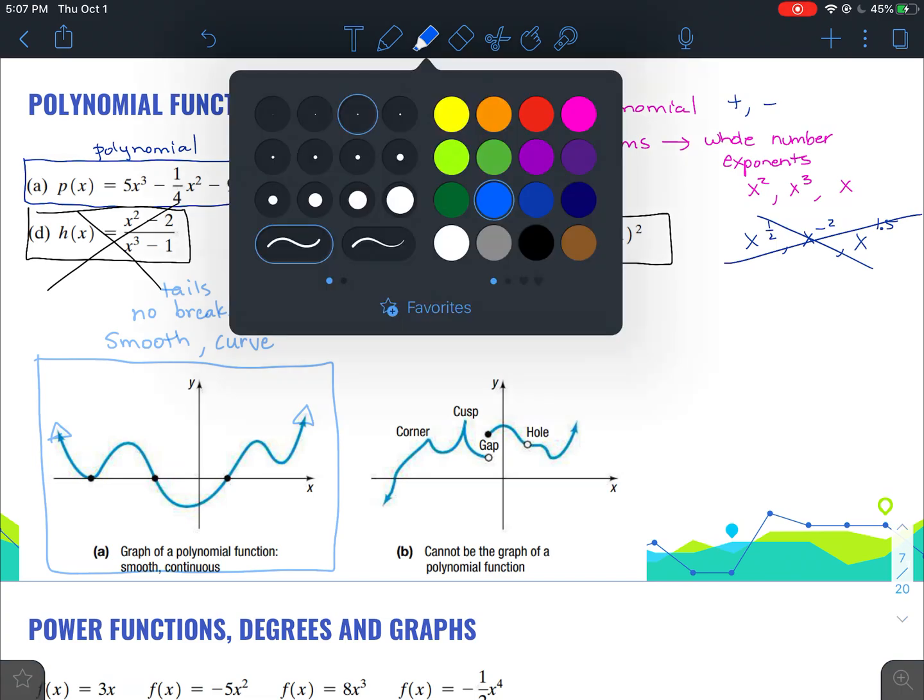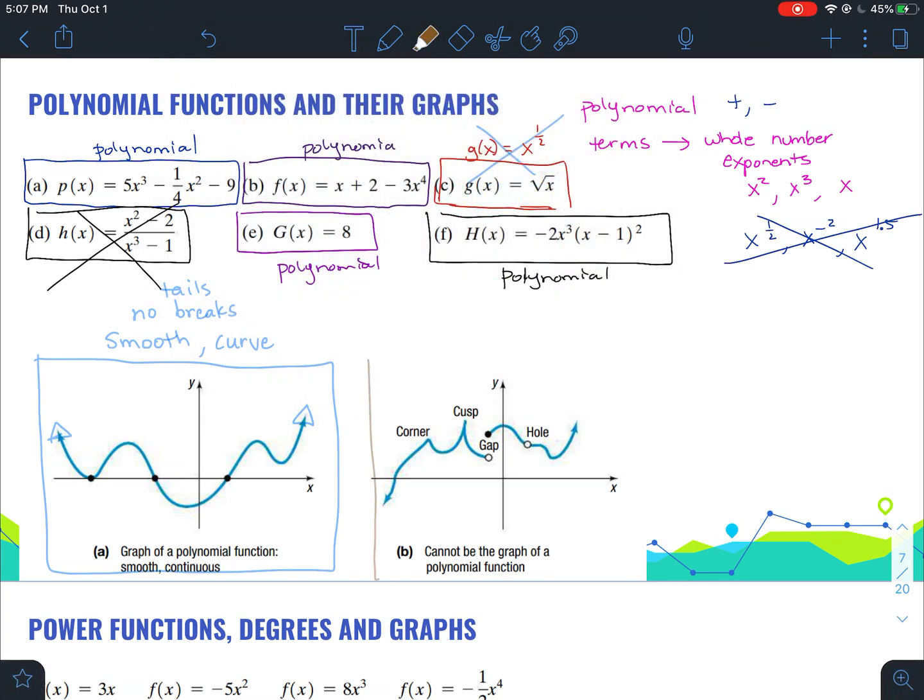What makes it not a polynomial graph? This is a bunch of things that make it not polynomial. A corner looks like the corner of a square, right? So if a line meets another line, like in an absolute value graph, that would be a corner. It also could have cusps, which means a curve meeting another curve, like a parabola meeting another parabola. If a graph has a corner or a cusp, it's not a polynomial function because it's not a smooth curve.